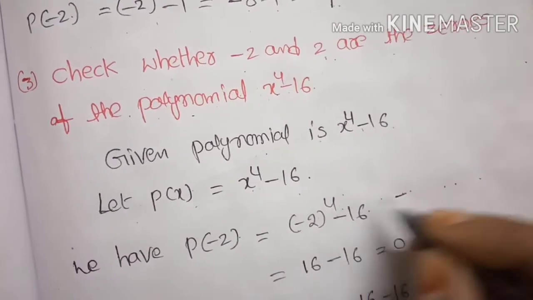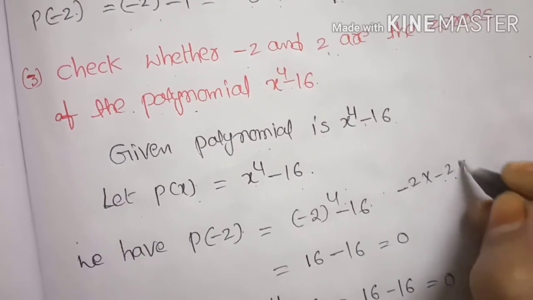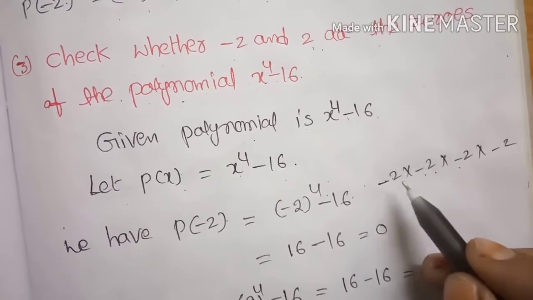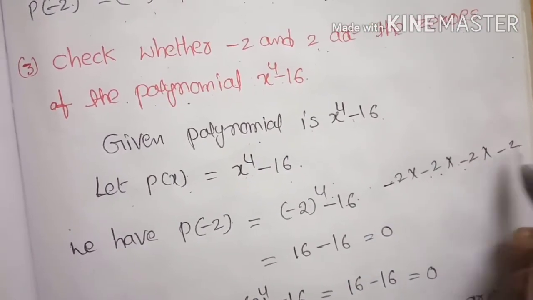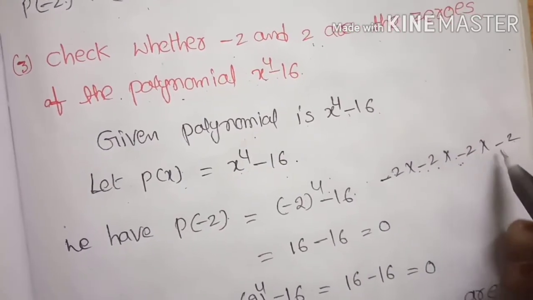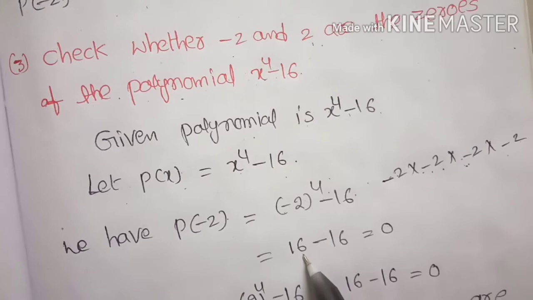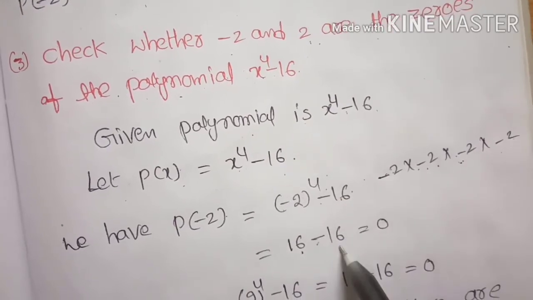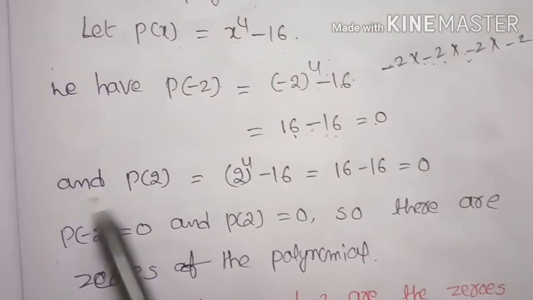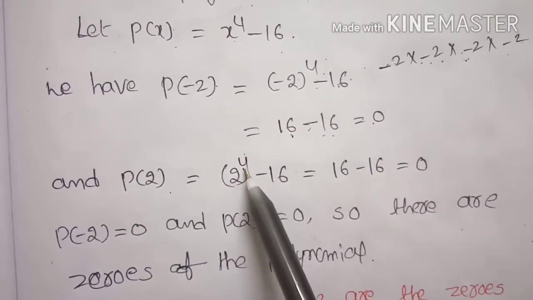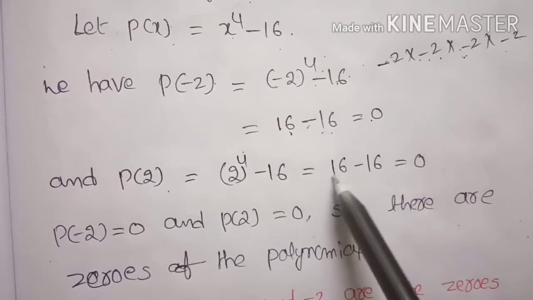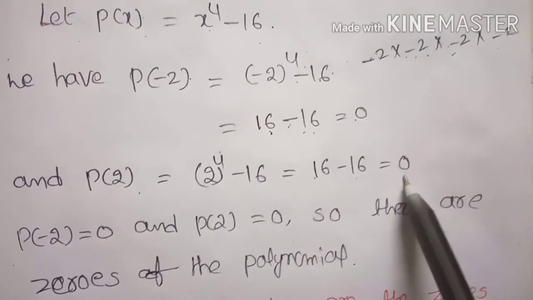Minus 2 whole power 4 means minus 2 into minus 2 into minus 2 into minus 2. First you multiply values. 2 2s are 4, 4 2s are 8, 8 2s are 16. Next symbols, minus into minus plus, plus into minus minus, minus into minus plus, plus 16. Okay, 16 minus 16, 0. Next, p of 2, that is equal to 2 power 4. 2 power 4 means 2 into 2 into 2 into 2. 2 2s are 4, 4 2s are 8, 8 2s are 16. 16 minus 16, that is equal to 0.